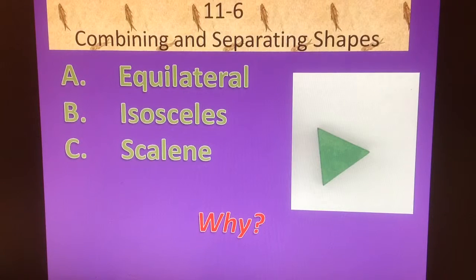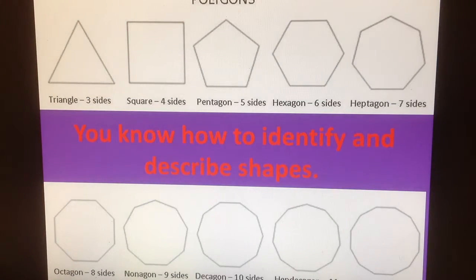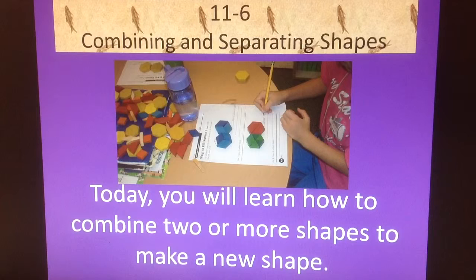Let's see, it's a green triangle. Would we call it equilateral, isosceles, or scalene, and why? This would be an equilateral triangle because all 3 sides are equal length. I like that word equilateral has the word equal hidden inside it. Okay, so now to start the lesson, you know how to identify and describe shapes. These are just some of the shapes we've been learning about. Today you'll learn how to combine 2 or more shapes to make a new shape.